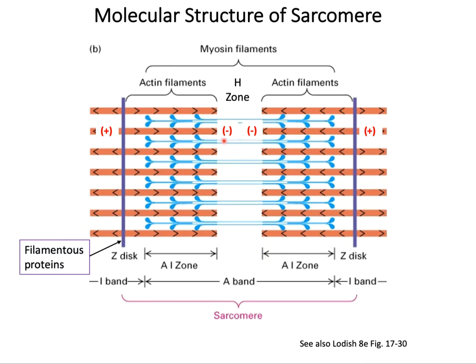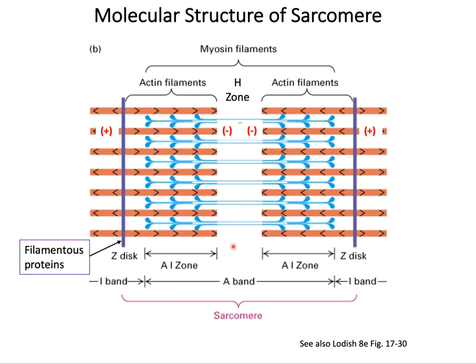This arrangement is also true on the other side: the minus end in the H zone, and the plus end interacting with the Z disc. In the next sarcomere, this is also true. The plus end is interacting with the Z disc on this side, and another Z disc on the other side.